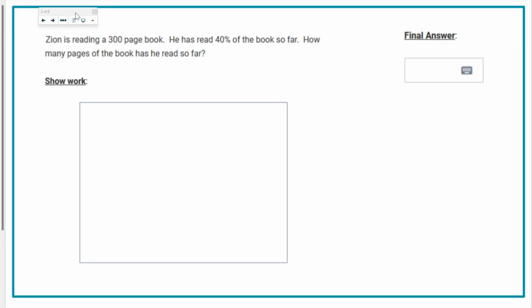All right, our first question here. Zion is reading a 300-page book. He has read 40% of the book so far. How many pages of the book has he read?